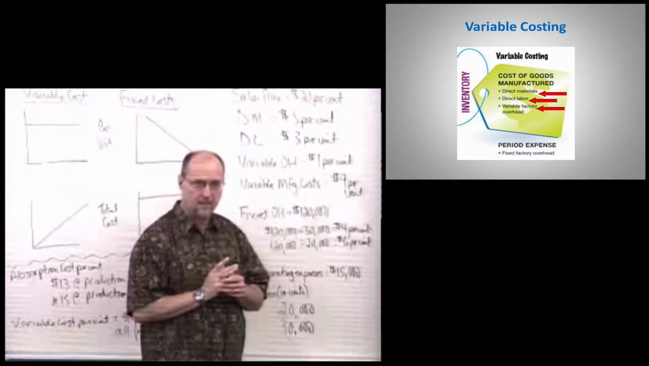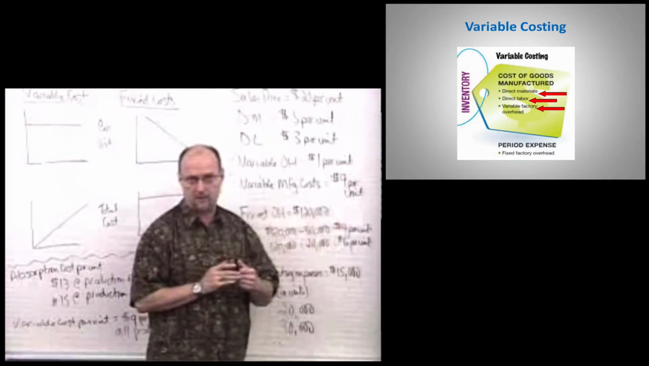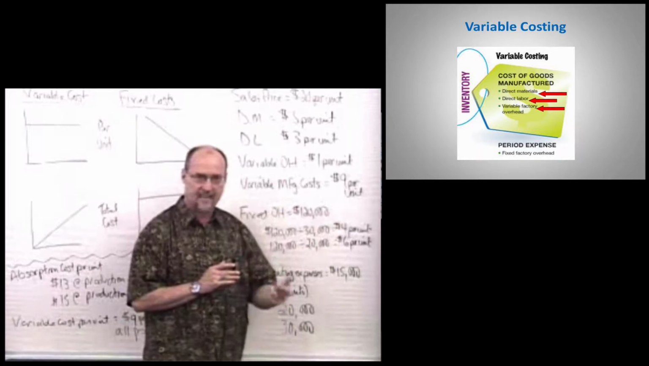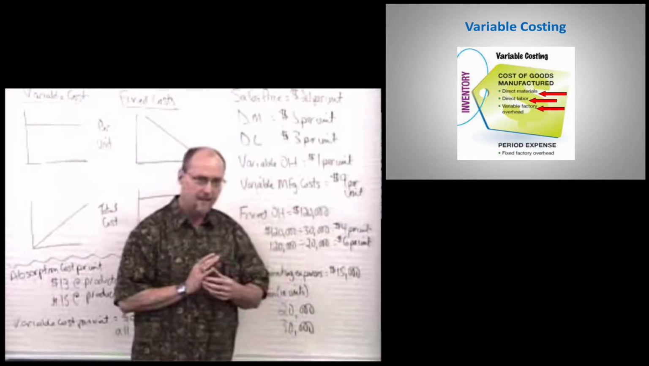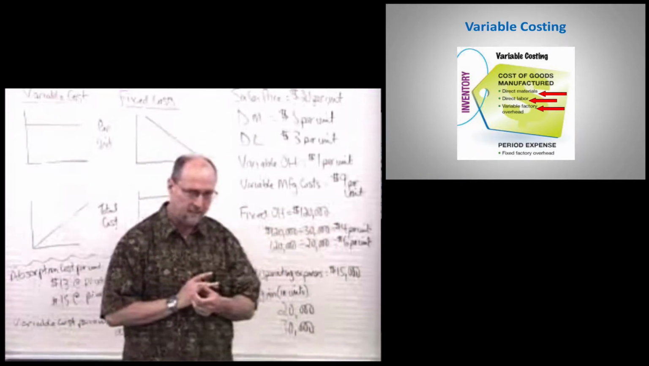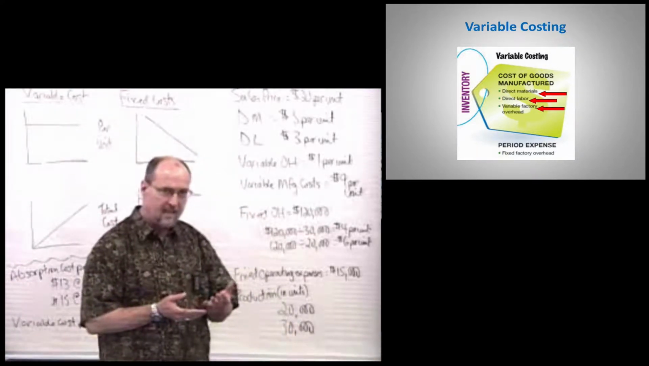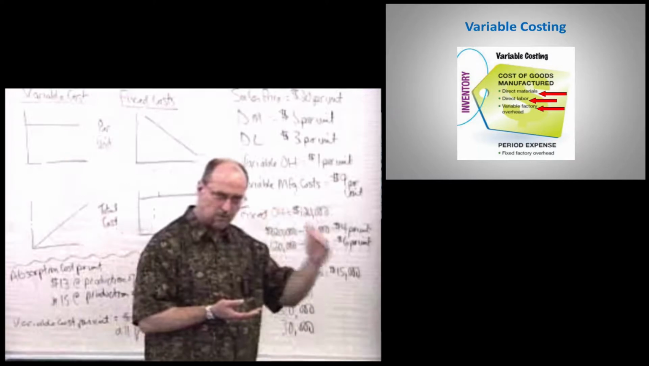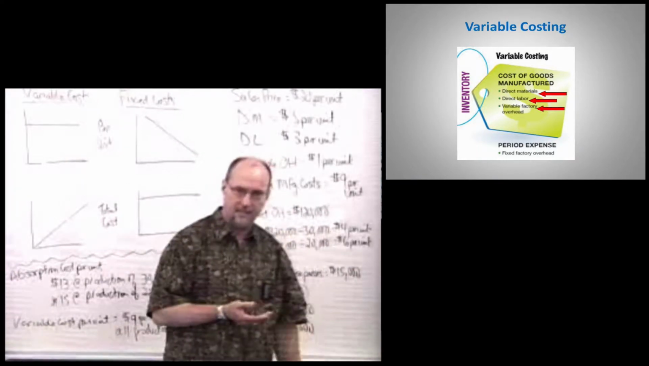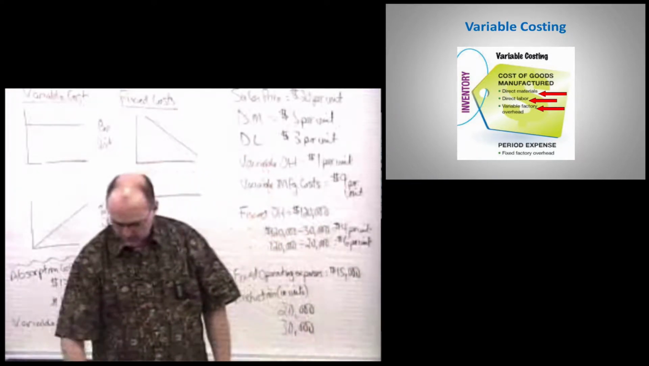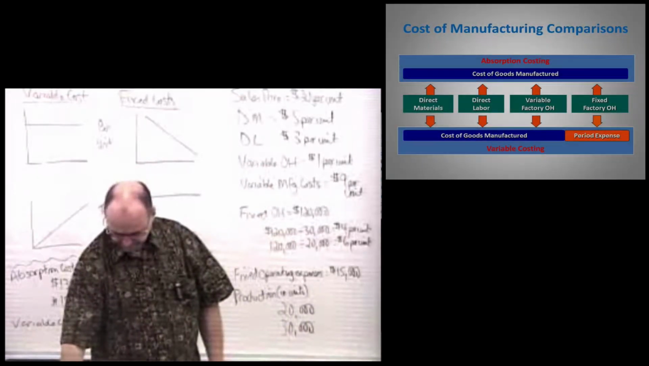In absorption costing, it's part of the product cost. Okay? That means it gets capitalized. In variable costing, it's a period cost. It gets expensed each period. It does not get included in ending inventory, and it does not end up in cost of goods sold. It's further down in the operating expense section. Okay? So we're going to take a look at some examples.